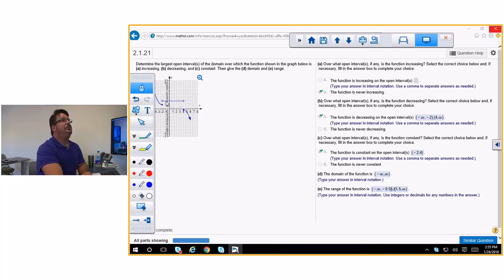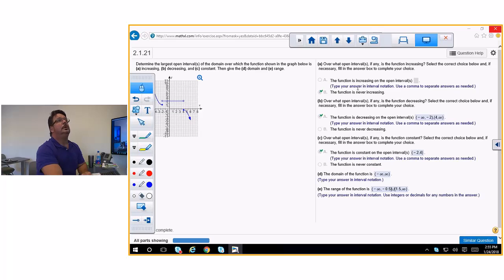So is it increasing or decreasing? It's never increasing there. So, okay, it's either increasing or not increasing. All right. Over what open interval, if any, is the function decreasing?